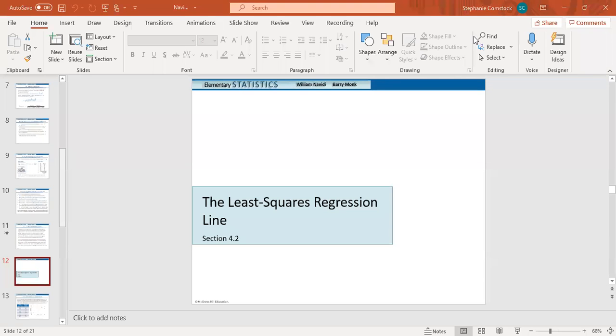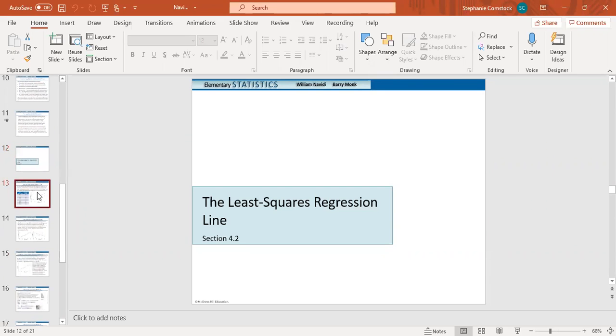Okay, so for the start of section 4.2, we're going to be talking about what's called a least squares regression line, or what you're going to hear me call a line of best fit. So once we have found a correlation coefficient, and so we've said there is a linear correlation here or there's not, we then want to figure out what is that line, okay? Because we would actually be able to get some information using that line.